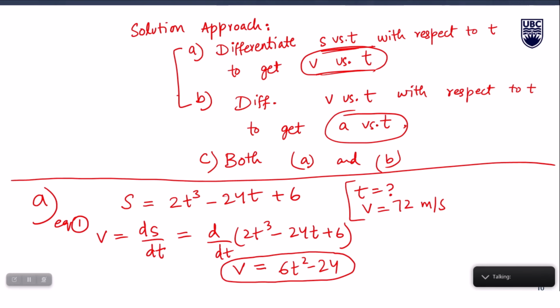Once we already have the V versus T relationship, in order to solve for the first case A, all we need to do is put V equal to 72 here to get a particular time to answer part A, right?